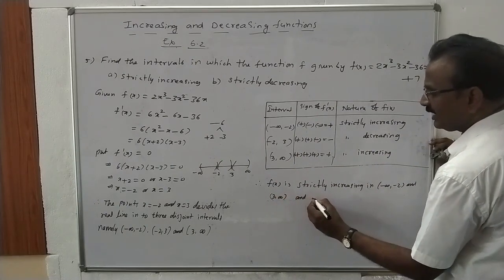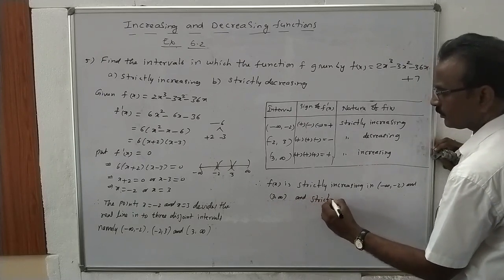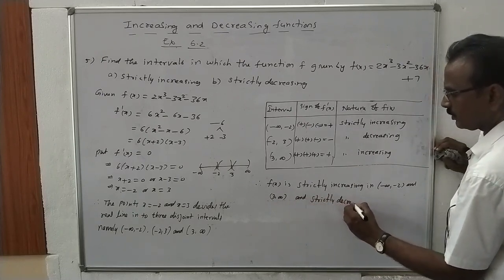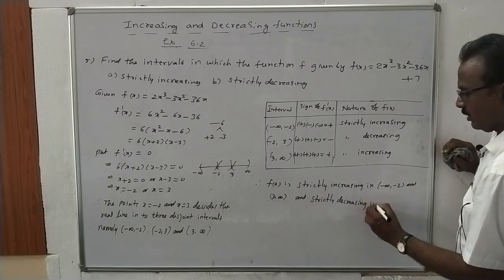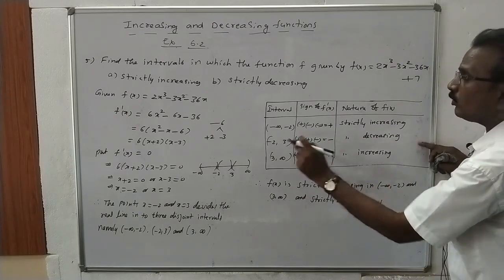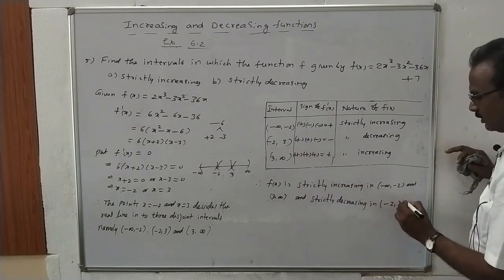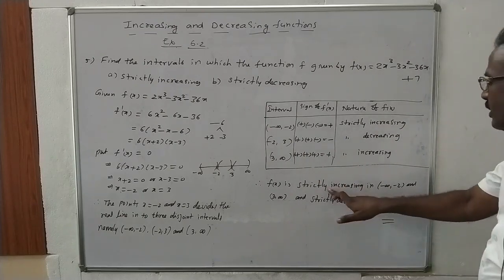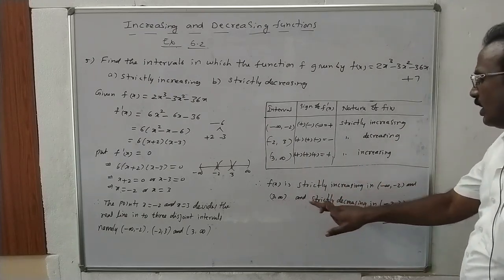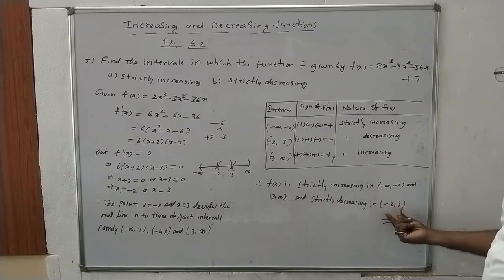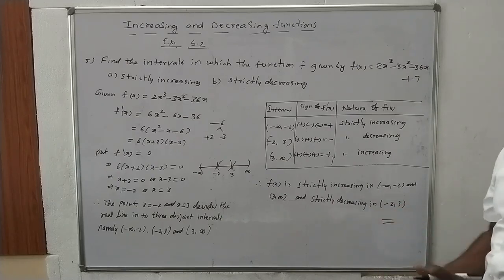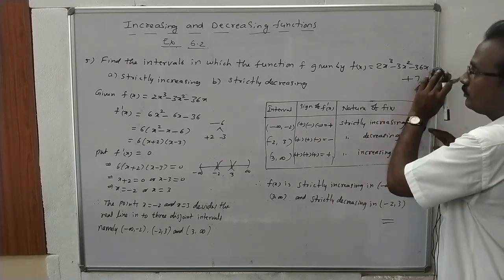And strictly decreasing in the open interval minus 2 comma 3. So strictly increasing in these two intervals and strictly decreasing in the open interval minus 2 comma 3. So this is very important in the examination.